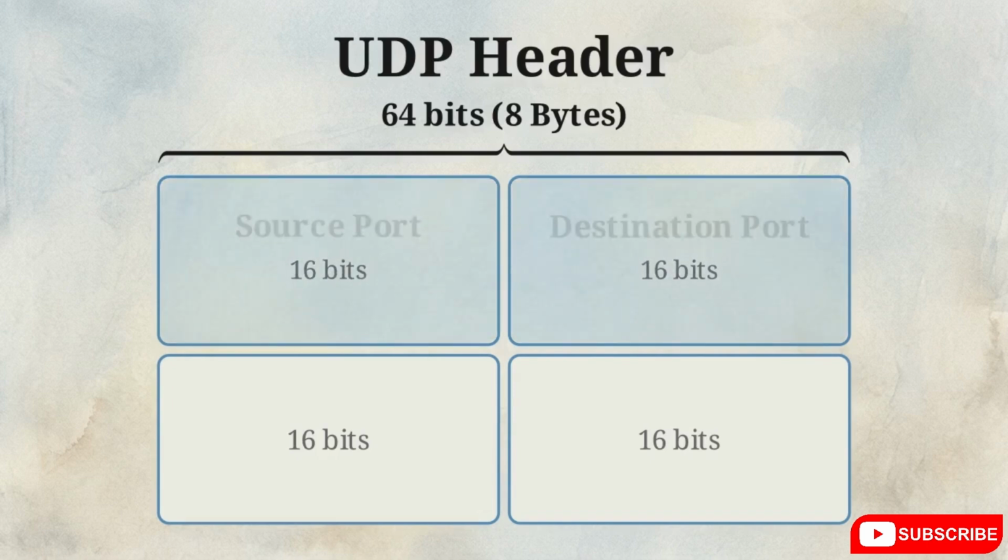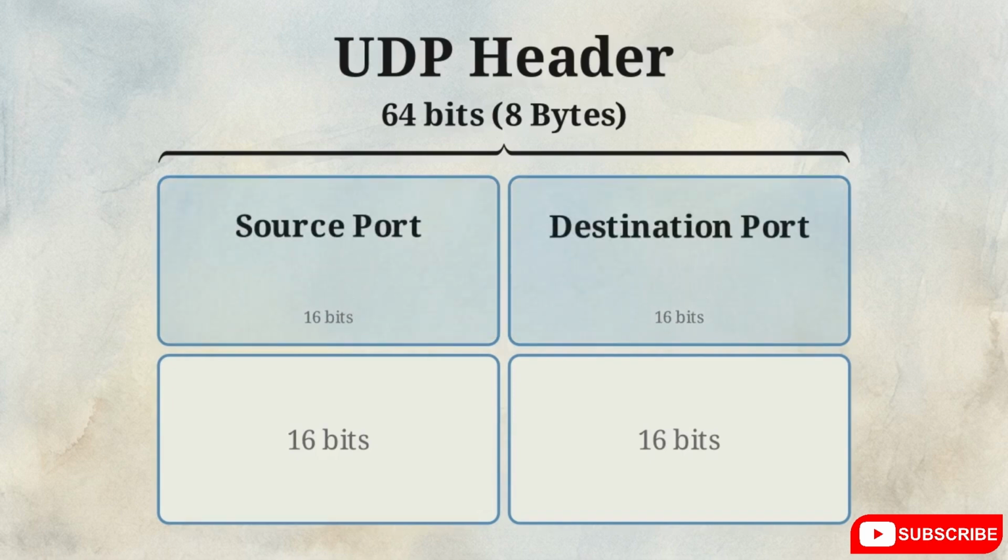The top 2 quadrants handle multiplexing. They define the source port and the destination port. Because a machine might run dozens of applications simultaneously, these numeric values ensure the data reaches the correct specific process, rather than just the general machine.